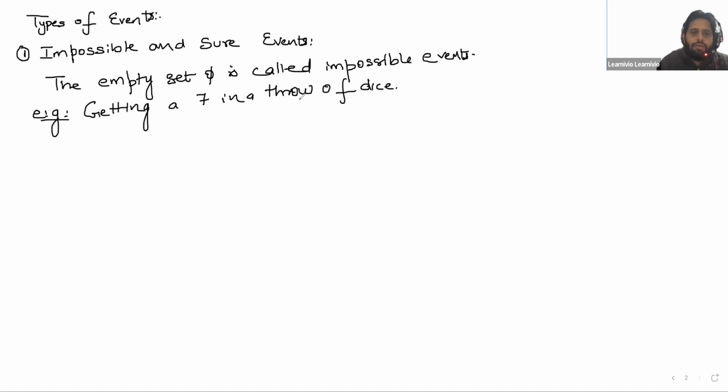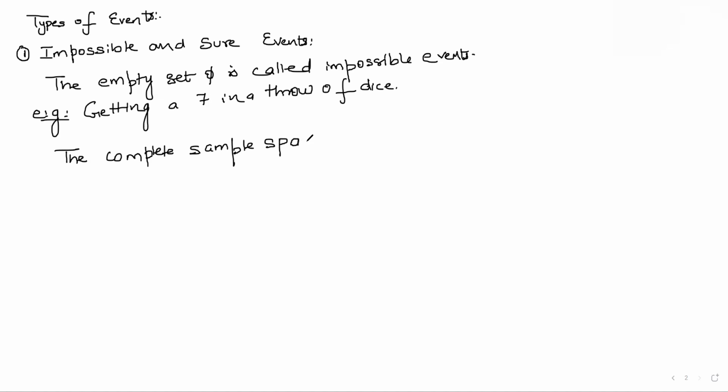Next is the sure event. What is a sure event? The complete sample space is called a sure event.